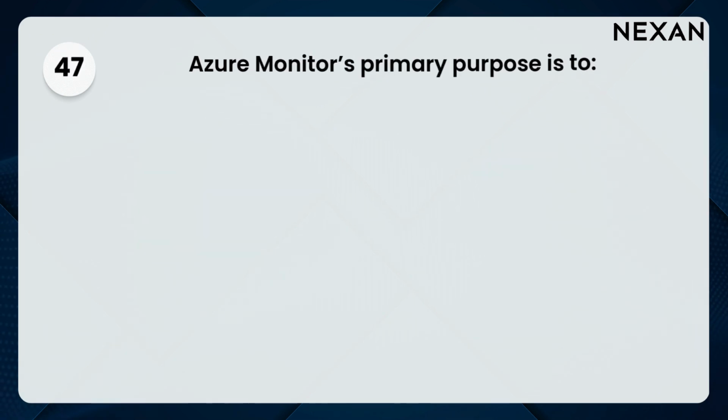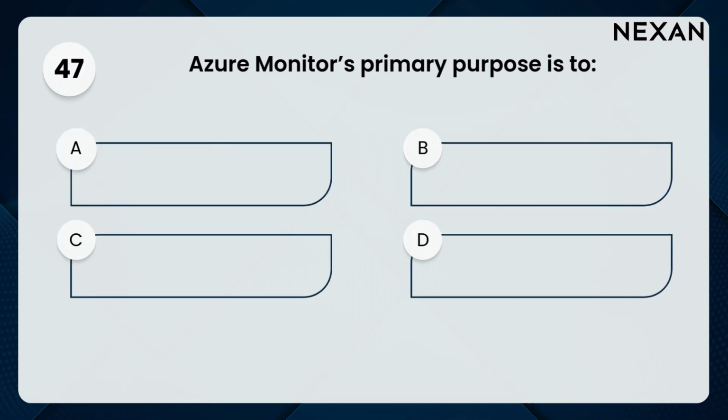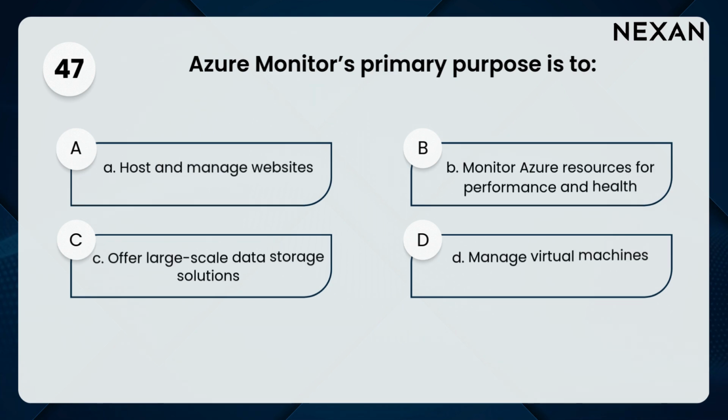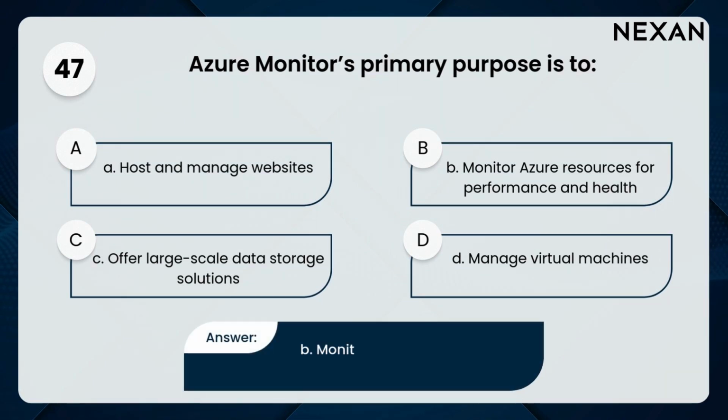47. Azure Monitor's primary purpose is to A. Host and manage websites, B. Monitor Azure resources performance and health, C. Offer large-scale data storage solutions, D. Manage virtual machines. Answer: B. Monitor Azure resources for performance and health.